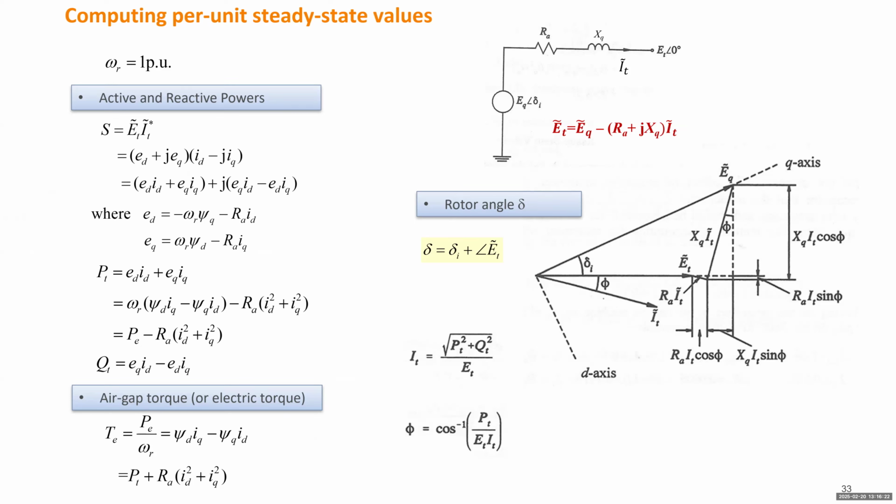Okay, so this is ET, right? Its projection to the Q axis will be EQ, and projection to the D axis will be ED. So EQ will be ET multiplied by the cosine delta I, and the other one will be a sine delta I.